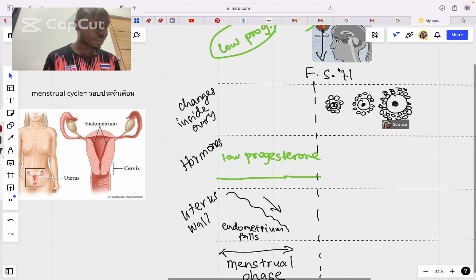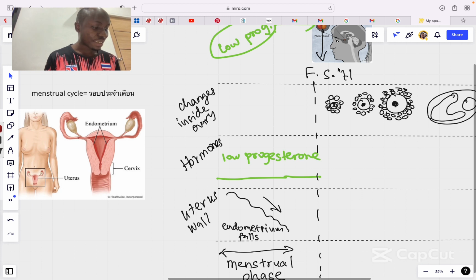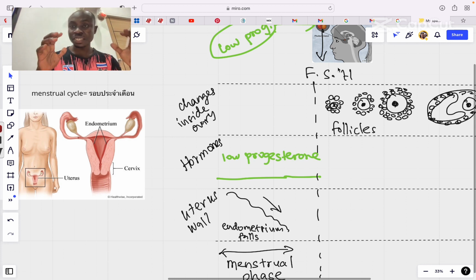The round things here are the cells. They're getting bigger, and very big right here, a big one which looks like that. They are baby eggs, and we have a name for them. We call these follicles. So the FSH goes inside the ovaries and tells the baby eggs to start to grow, to get bigger and bigger.